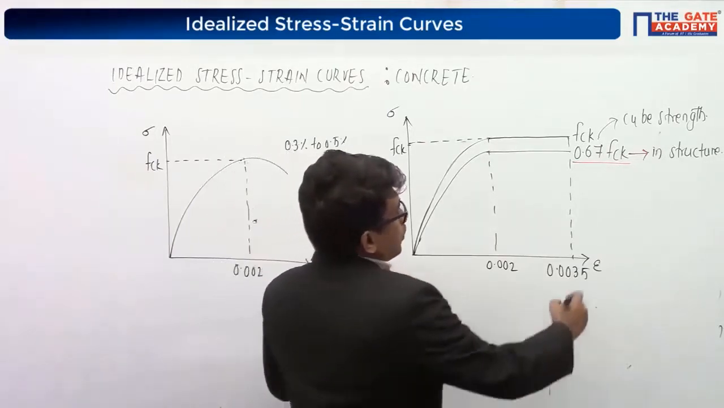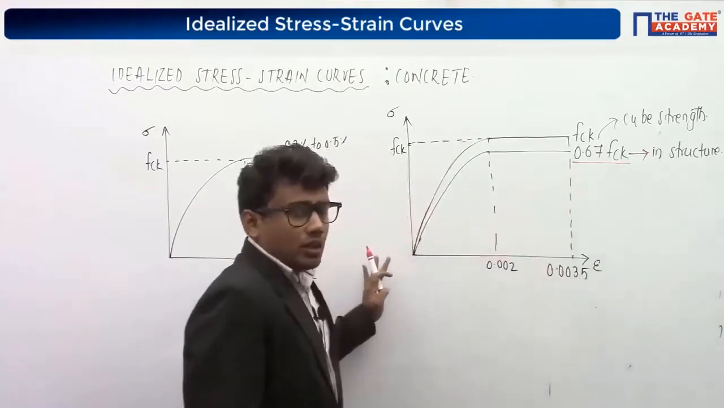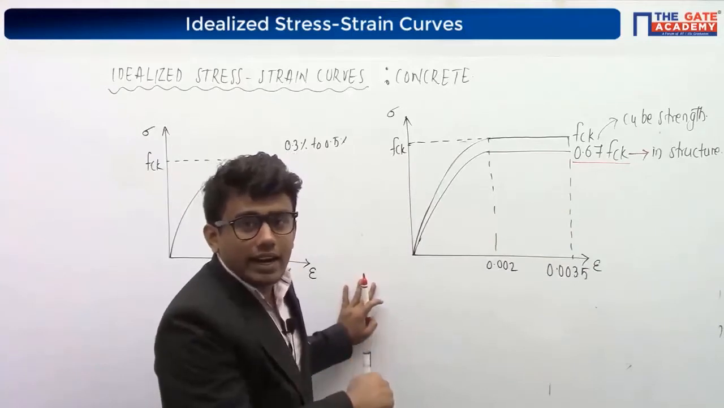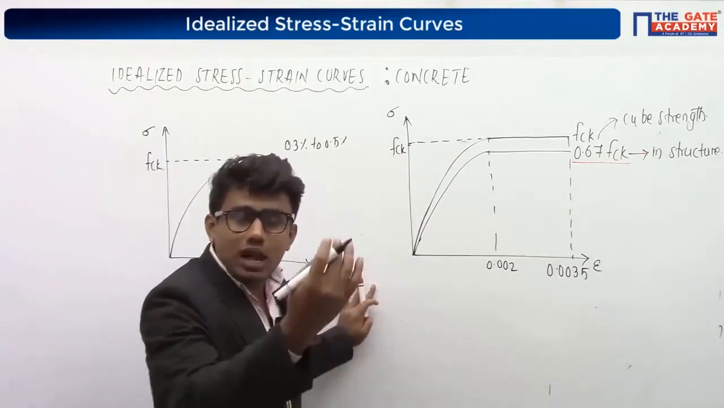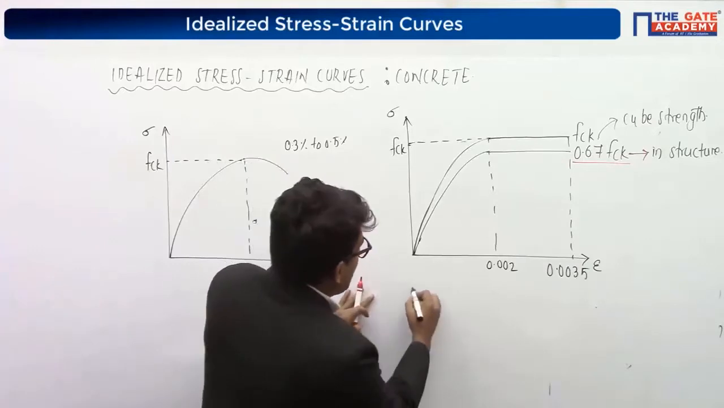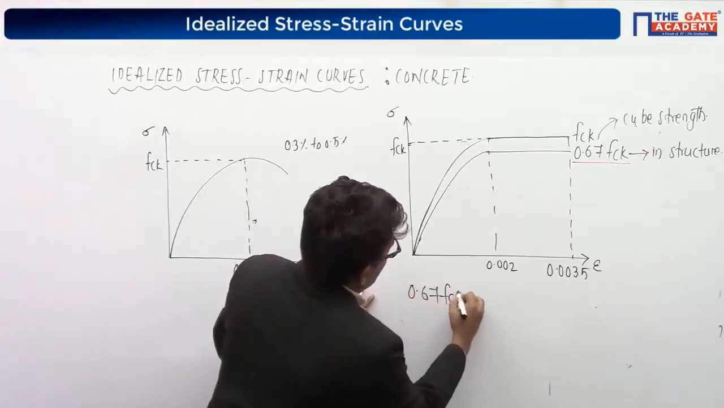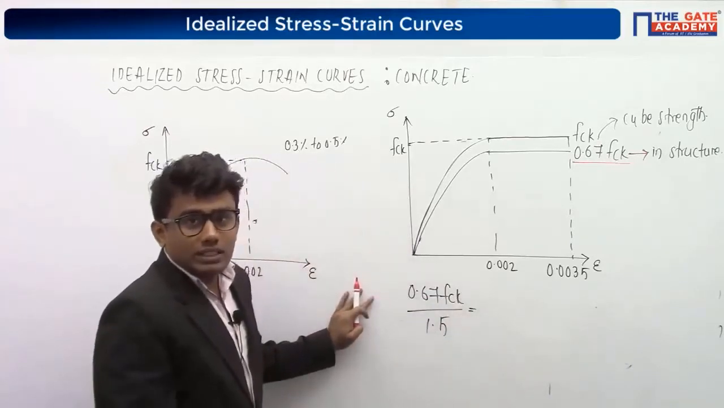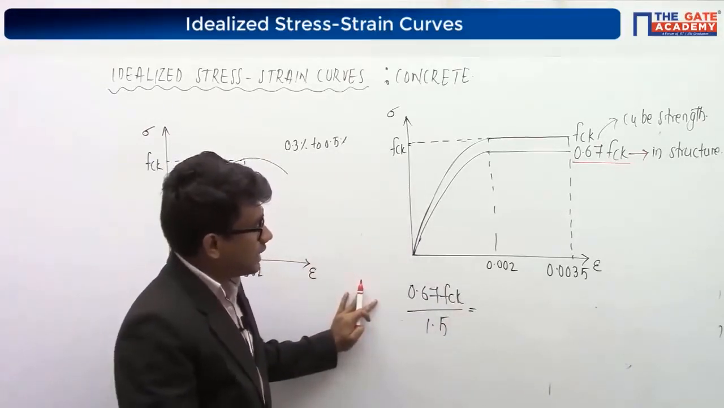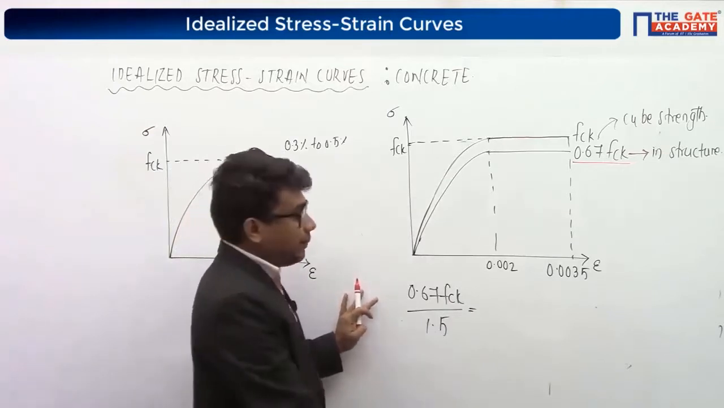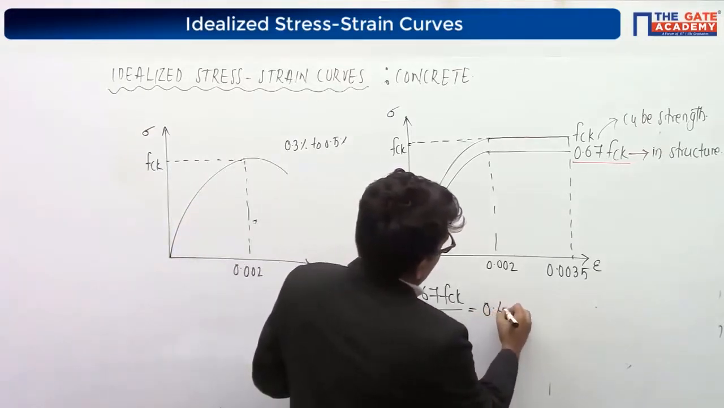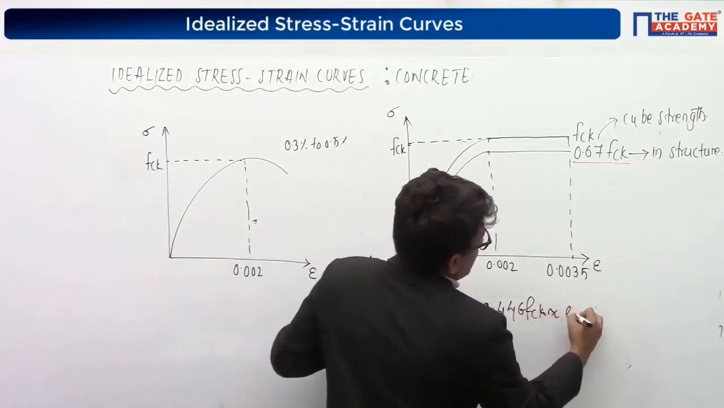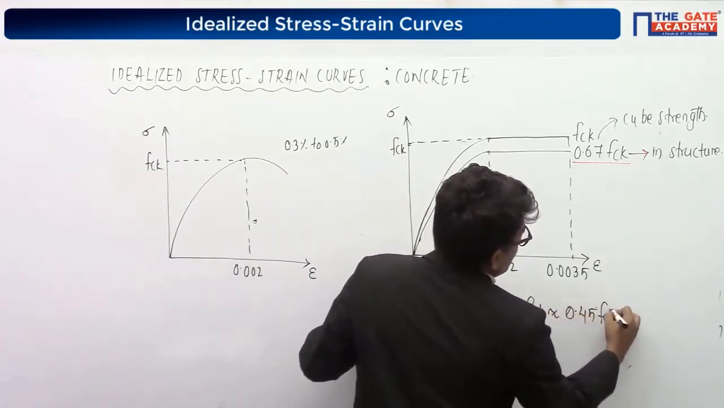We have to use that partial safety factor here. That means we have to multiply or divide it? We have to divide it. Why? Because we have to underestimate the strength. So dividing 0.67 fck by 1.5, what is the value you will be getting? You will be getting something around 0.446 fck, or I am going to consider it as 0.45 fck.